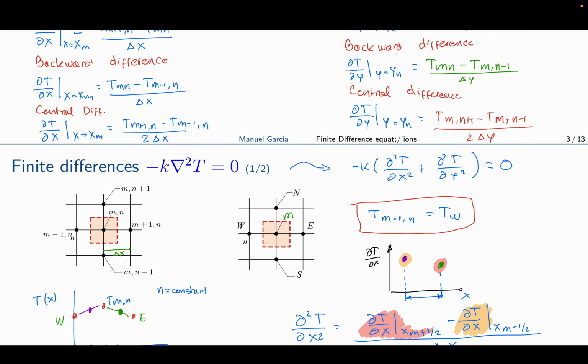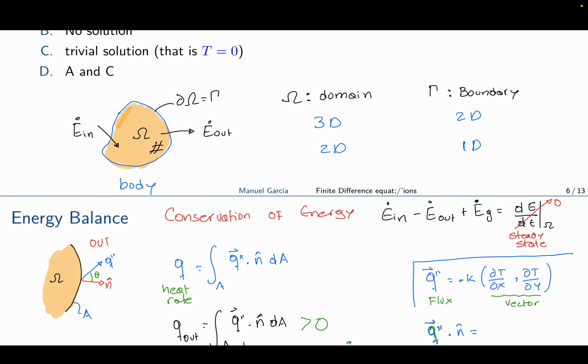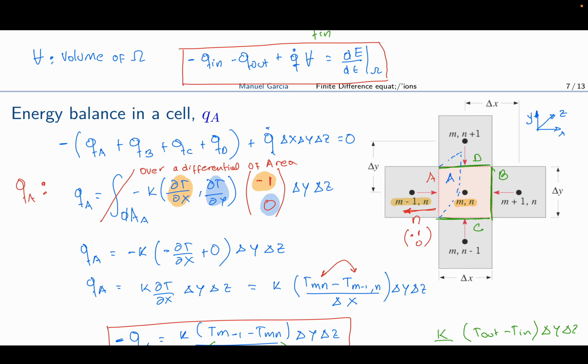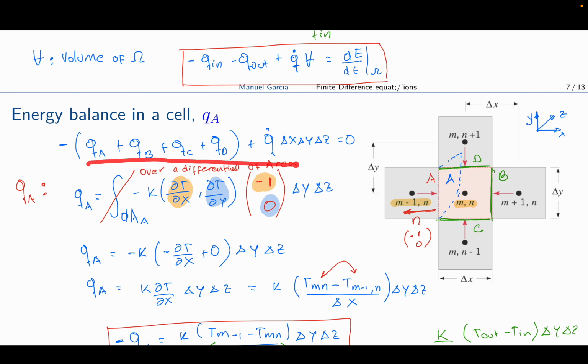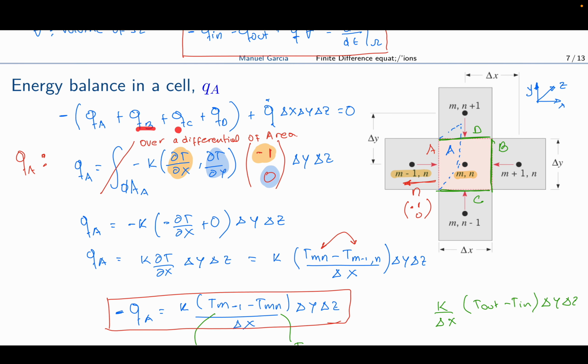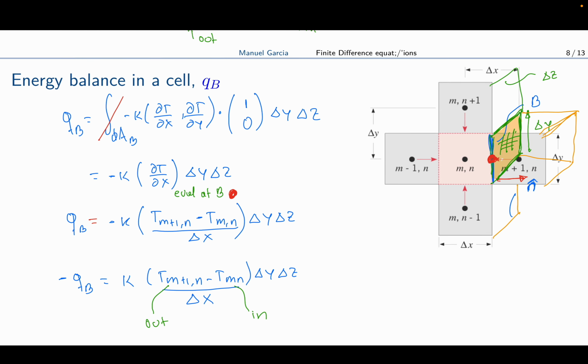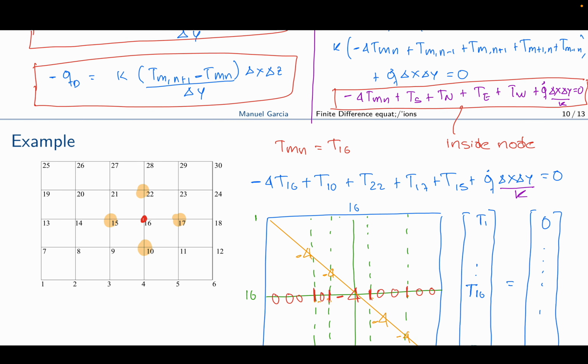So the first equation that we developed was an equation for a node that is in the middle. What we did was a balance of energy, and the balance of energy is minus QA, QB, QC, QD. So all the heat transfer in the different sections A, B, C, and D, plus the heat generated if we have heat generation, and that should be equal to 0. So that sets up the equation for a cell, and this particular cell that is in the middle. So we went over all the heat transfer and flow rates, and we obtained this equation.